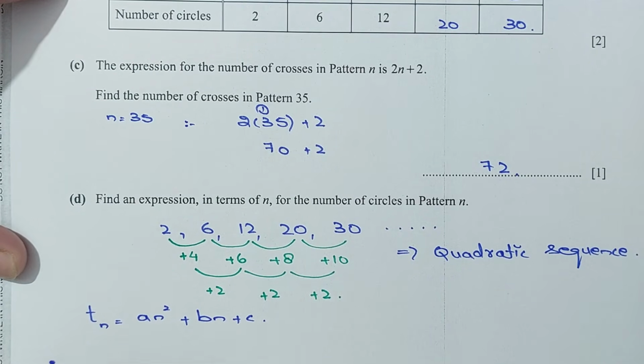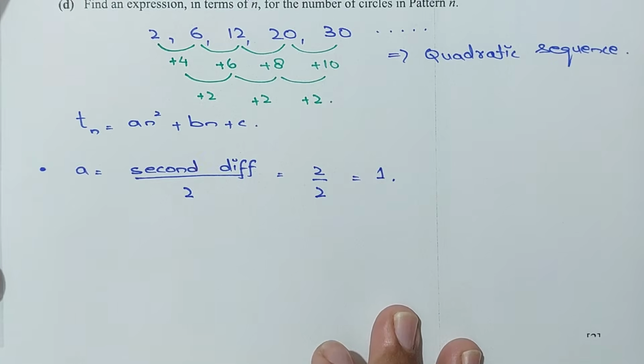Now a is basically the first term of the second difference divided by 2. So the second difference is 2 and you have to divide it by 2. So this equals 1. So the a value is 1.